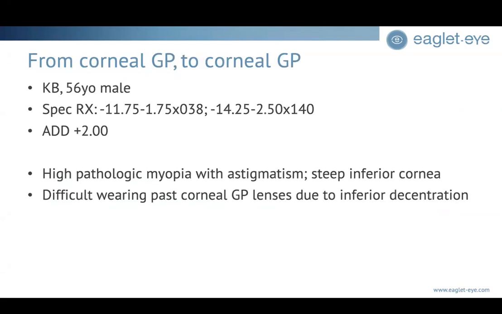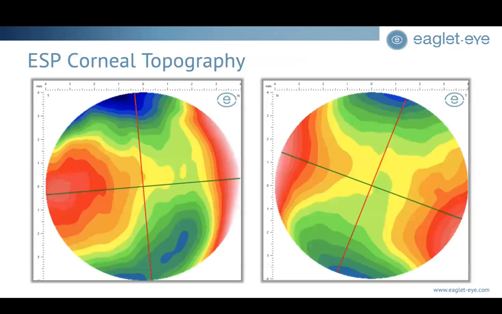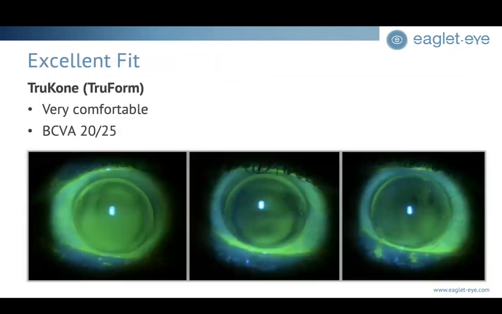So we thought we'd take a crack at it just to see if we could empirically design something that perhaps would be a little bit better fit when he was due for new lenses. ESP corneal topography, again, dialing right in, you can see the ocular shape based on elevation. In this case, just using the algorithms, we were able to create, using TrueCone, which is a design from Trueform, lenses that were very comfortable.